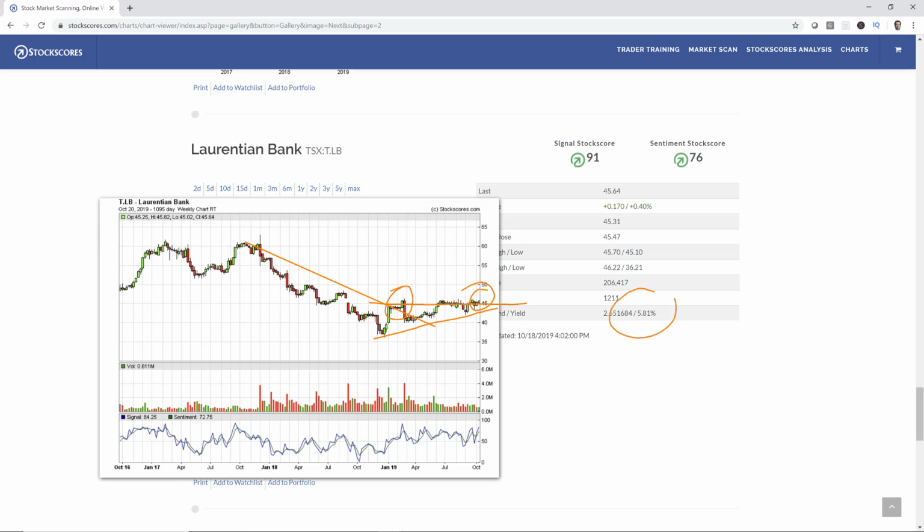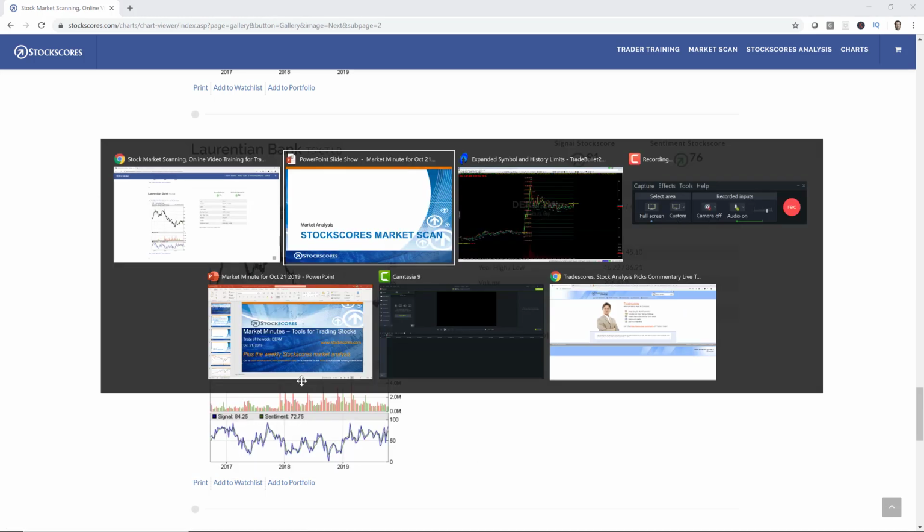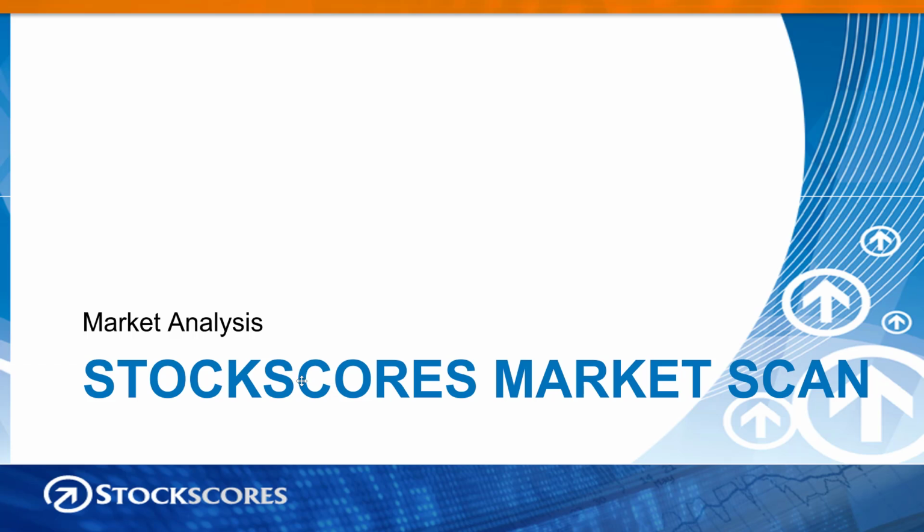I also like that the yield is quite nice, 5.8%. Again, that's historical yield. It doesn't guarantee that that will be the yield in the future, but generally bank yields are fairly safe. So a strong 5.8% yield and the potential for some capital appreciation if it can get through that $46 level. So that's the kind of work that I do with the market scan, and hopefully that's useful.